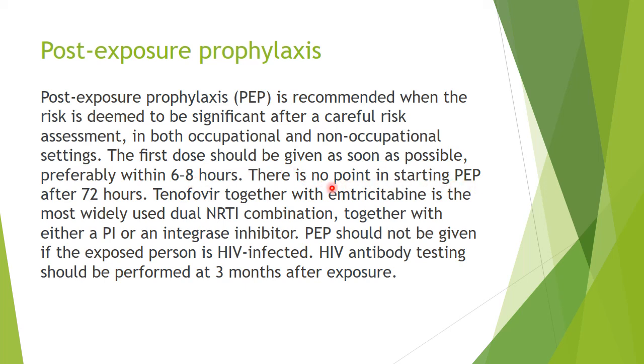There is no point in starting post-exposure prophylaxis after 72 hours. And tenofovir together with emtricitabine is the most widely used dual NRTI combination together with the PI. So we give the same therapy we gave earlier, but PEP should not be given if the exposed person is HIV infected. And after 3 months of exposure and 3 months of this therapy, we'll do a HIV antibody testing. And if it's positive, we'll do the same therapy we use in HIV positive patients, or we'll discontinue if the antibody testing is negative. So this is post-exposure prophylaxis.